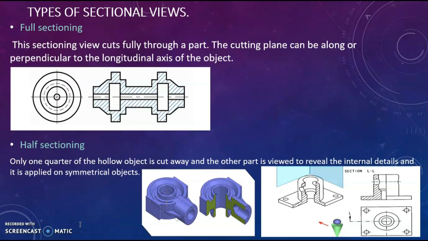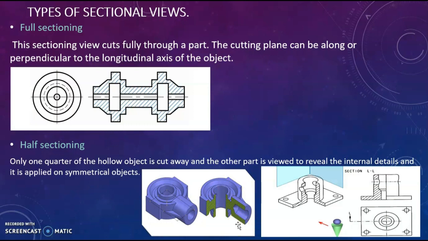We also have the second one, which is called half sectioning. For this type of sectioning, only a quarter of the hollow object is cut away. Sometimes it deals mostly with hollow objects and cylindrical objects. So only a quarter of the object is cut away and the other part is viewed to reveal the internal details, and it is applied on symmetrical objects. So you see, we apply the cutting plane to only this side of the object. So this is a half section.